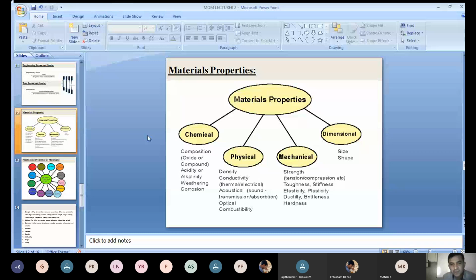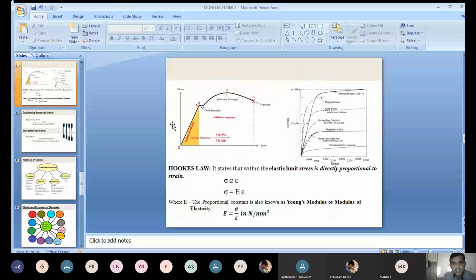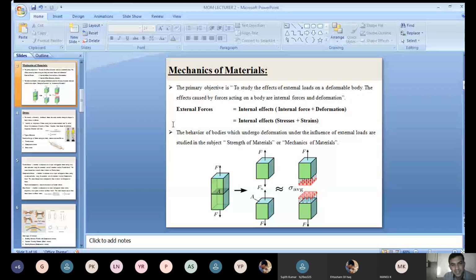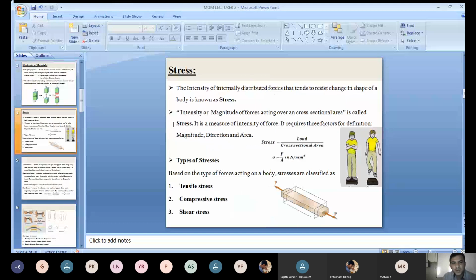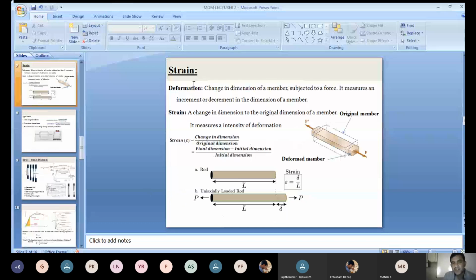Okay, up to that I will stop. Next class I will go for material properties and mechanical properties of the materials. Today we discussed a revision of stress. First we discussed what mechanics of materials is. Next we discussed what we mean by stress, types of stresses and the importance of stress. Physically you can feel it. Next, examples for different types of stresses, and other types of stresses are bending stresses, torsion or twisting moment, and bearing stress.